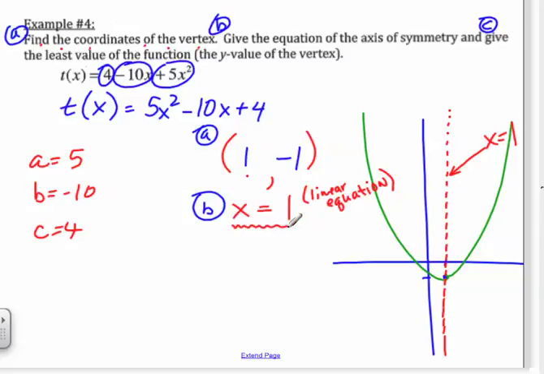And then the last bit, C, it says find the minimum value. And that means what's the y value, or the y value of the vertex. That means when I plug in, what's the smallest output that I ever get out of this function, and that's going to be at the minimum, right? And it's the y value of that minimum. So the answer for C is very simple. It's just negative 1. All right?